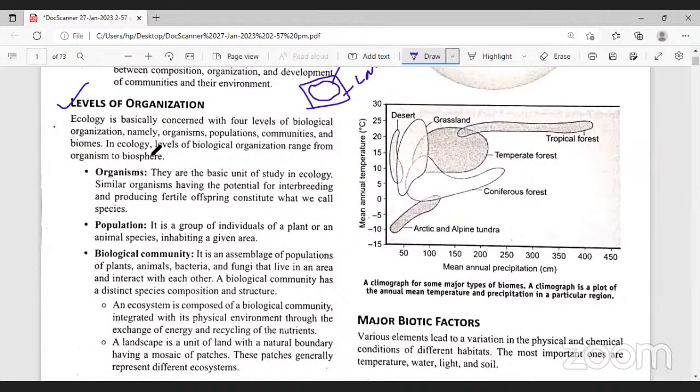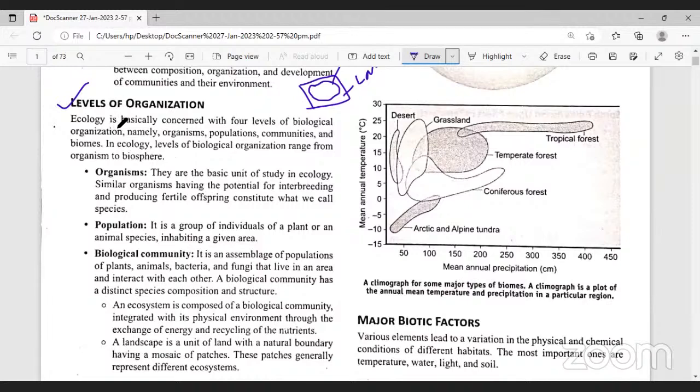You know, the level of organization depends upon three main categories. One is called organisms. What are the organisms present in it? And then populations. How many numbers? Okay. And biological communities, other animals or plants, species present in it. These are all levels of organization.